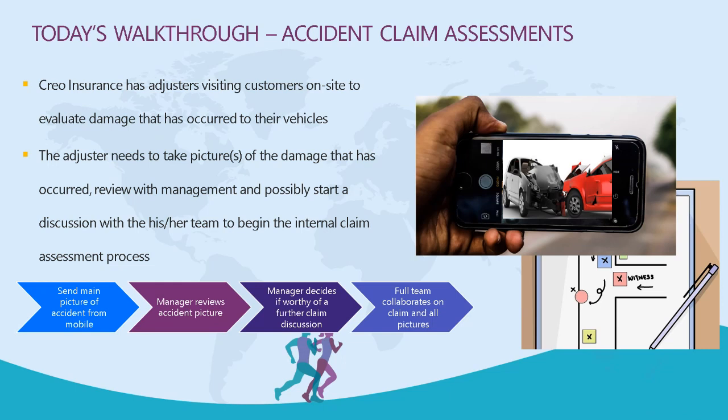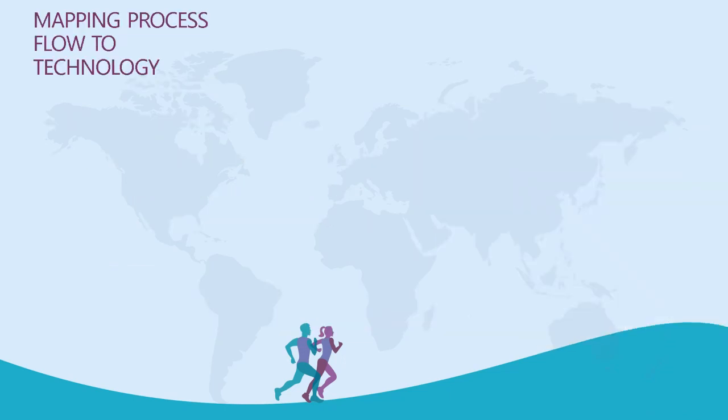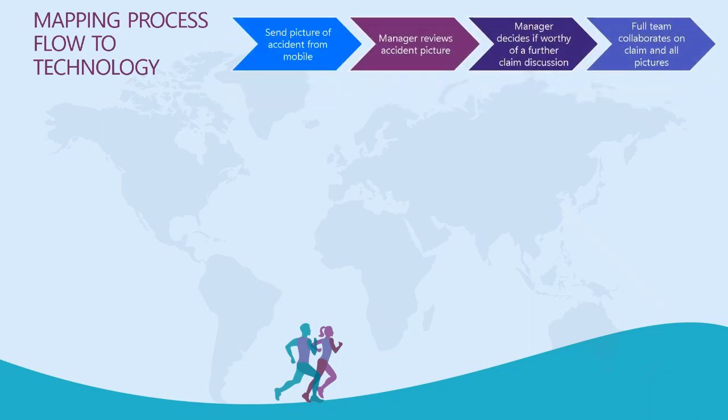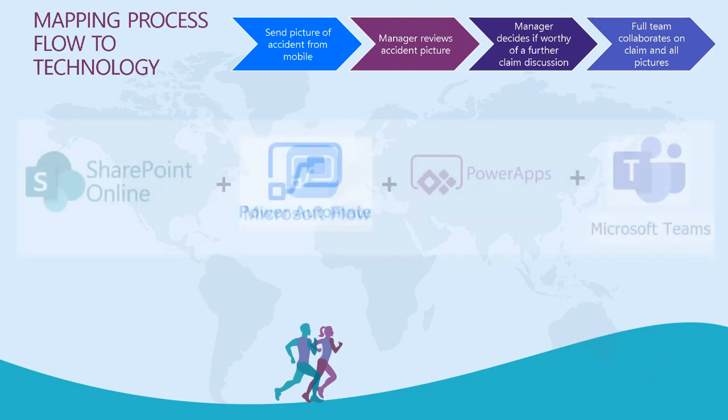And then the full team is going to collaborate on the accident claim and look at other pictures and chat and do all their meetings that they need to do within a location in Teams. So that's kind of the walkthrough we're going to be doing from a high level. Now let's go through a mapping of the process flow to the technology before we get into the demo. So we just went through this. So we send a picture, manager reviews, decide if it warrants further claim discussion, and then the full team collaborates.